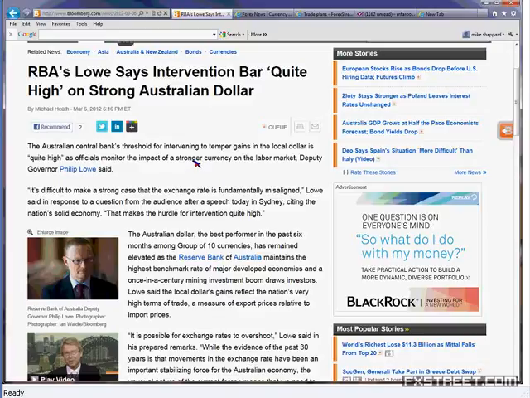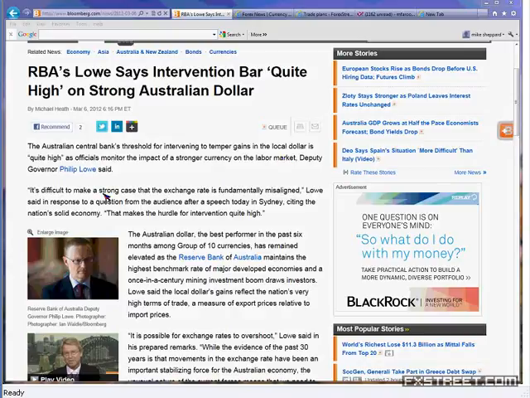So the Australian Central Bank threshold for intervening to temper gains in the local dollar is quite high, as officials monitor the impact of a stronger currency. Now, I don't know the currency back again, but if you looked at the currency, it went all the way to 855, right? So it's bad for exports. They want to control that, and they're almost thinking, well, the Japanese guy did it, the Swiss guy did it. Why shouldn't I do it? Right? What should hold me back? So there you go. There's a threat.